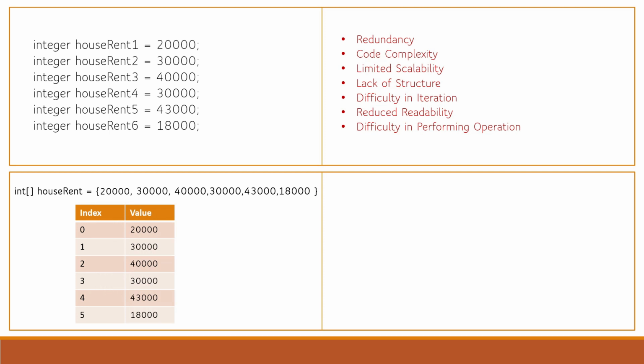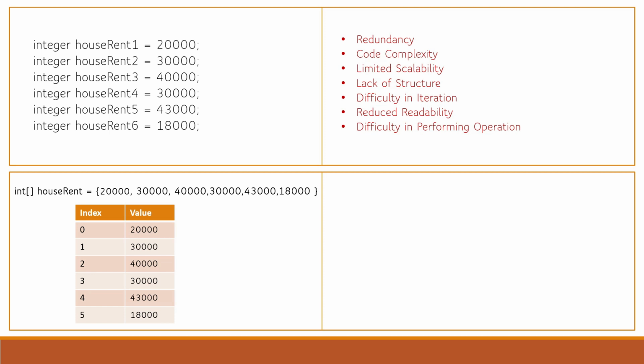So in memory, the house rent array is a contiguous block that stores the integer values. The elements of the array are stored sequentially, meaning they are placed one after another. So the left column represents the index number 0 to 5, and the right column represents the corresponding values of the house rent array. So when you have to get any value, you know that the value is present at that index. So for example, index 0 shows that it has a value of 20,000 and so on.